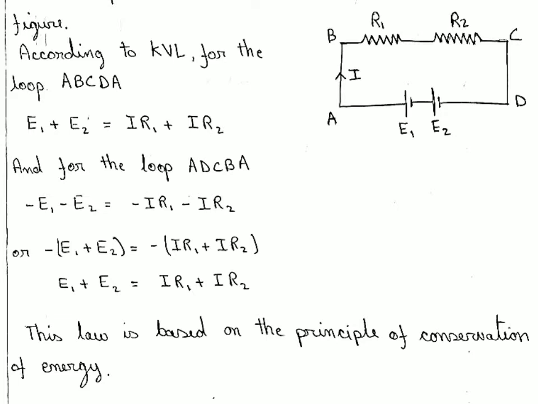All of the energy in the cells is being converted into another form of energy. For example, if R1 and R2 are bulbs, then that energy will be in the form of light. The electrical energy will be in the form of light or of heat. So that's why this Kirchhoff's voltage law is based on the principle of conservation of energy.